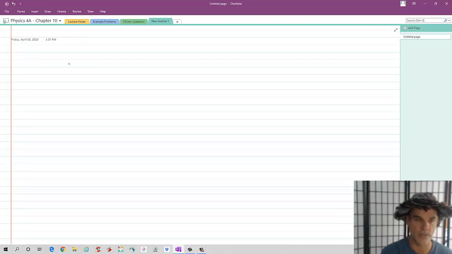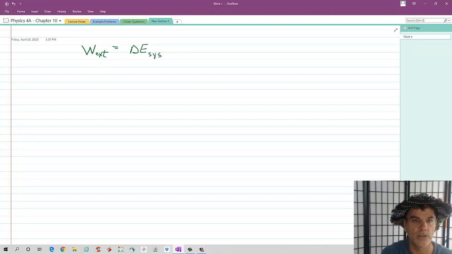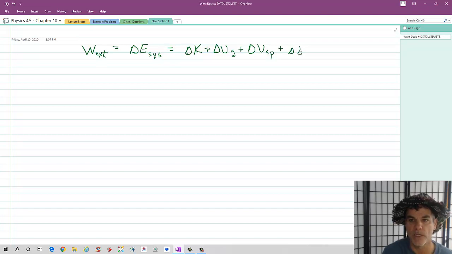Okay, so just a quick little summary. Change in energy of a system is going to equal the total work done on the system by all external forces, which are forces coming from outside the system being exerted on the system. That change in energy can be a change in kinetic energy, gravitational potential energy, elastic potential energy, and it can be a change in thermal energy.